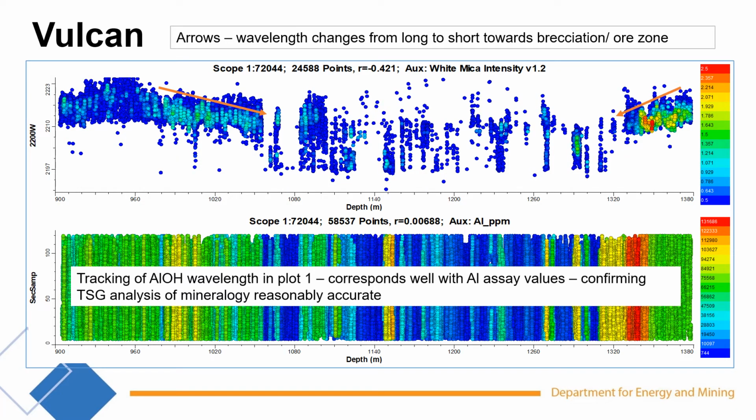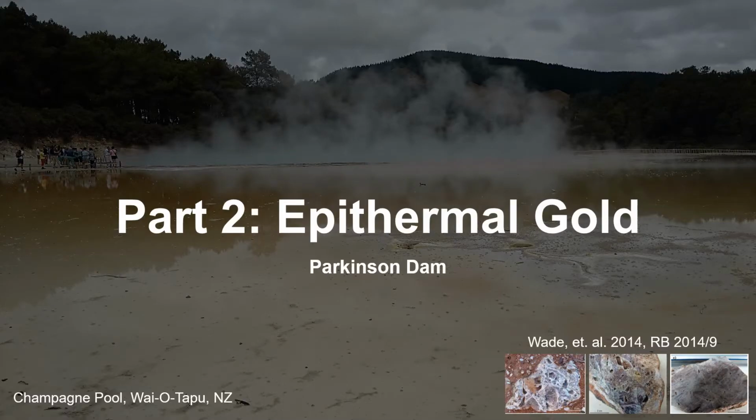Interestingly, at Vulcan, another IOCG prospect about 30 kilometres to the northeast of OD, the white mica wavelengths change from longer to shorter in proximity to ore, almost the opposite of what is known at Olympic Dam. So, case study number two.